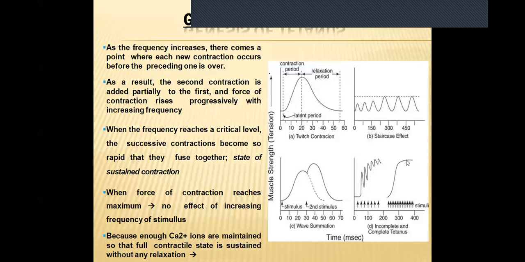In this tetanus condition, what will happen? The muscle will be in contracted form only, and no relaxation will take place. This tetanus condition is of two types: one is incomplete tetanus, and this one is complete tetanus. So finally, due to the increased effect of summation, we will have the tetanus condition. For tetanus to occur, first the staircase effect will be there, later incomplete tetanus, and finally complete tetanus. Let us see how this tetanus condition will be generated.